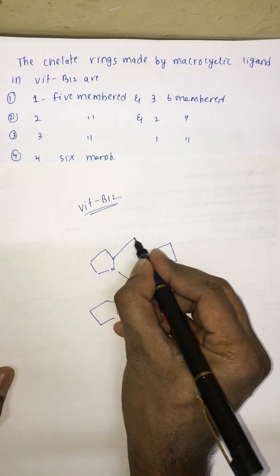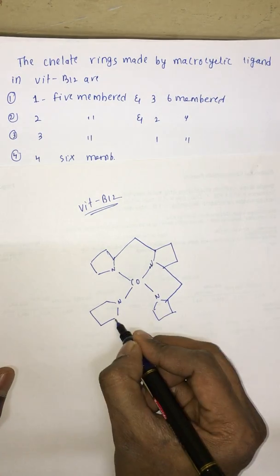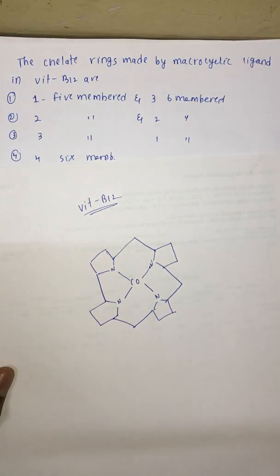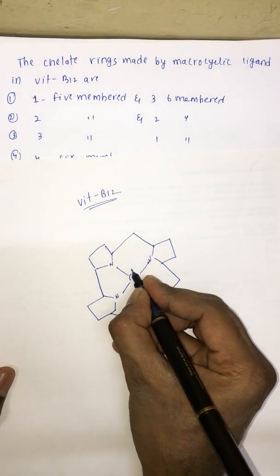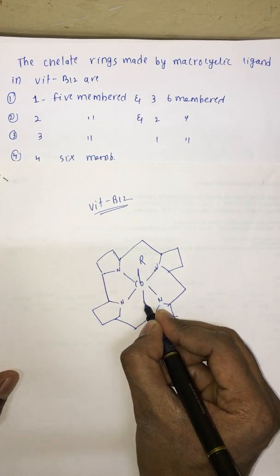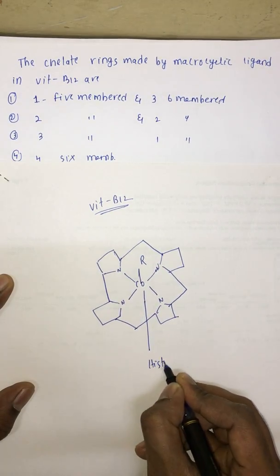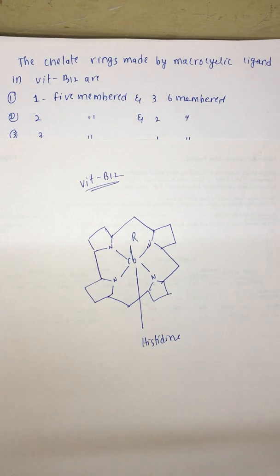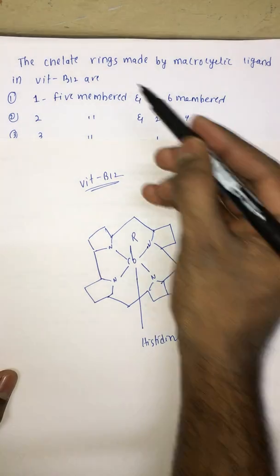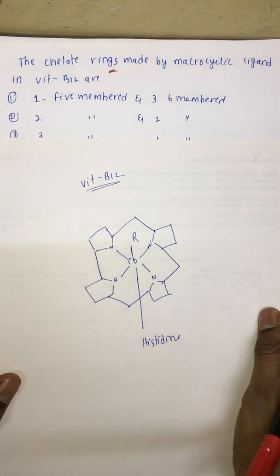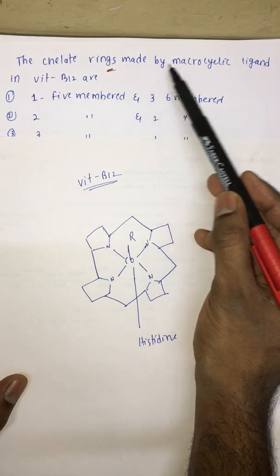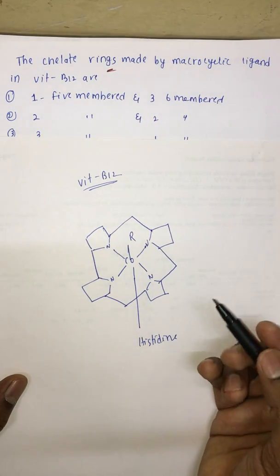Among the 4, 3 pyrrole rings are bound with methane bridges. One will be a direct pyrrole bond. And here we have an alkyl group, and here we have a histidine group. I am not drawing everything properly, but this is the structure of vitamin B12. Now they have asked about the chelate rings made by the macrocyclic ligand with vitamin B12.